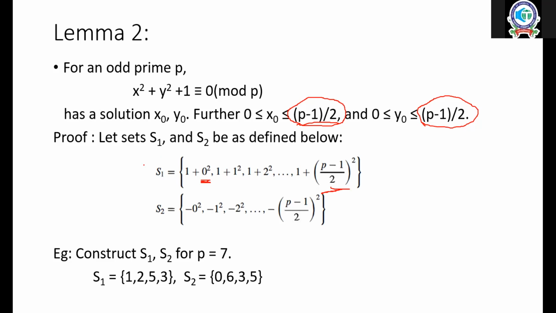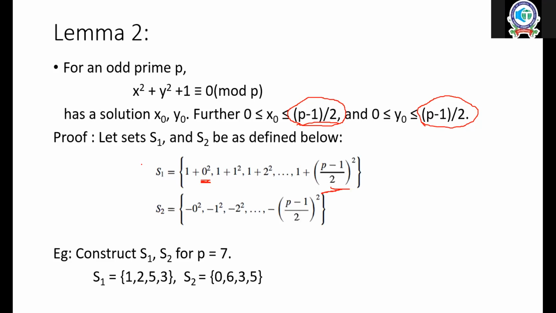See, Achila, no one is responding. Is there any two elements in S1 or S2 that are equal? All elements in S1 are distinct. All elements in S2 are distinct, right? But they are all elements from 0 to P minus 1 when you do modulo P, right? Yes, sir. When you do modulo P, they are all elements from 0 to P minus 1. 0 and P are the same, okay.